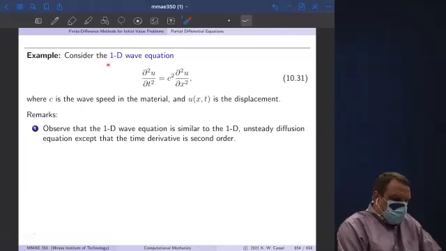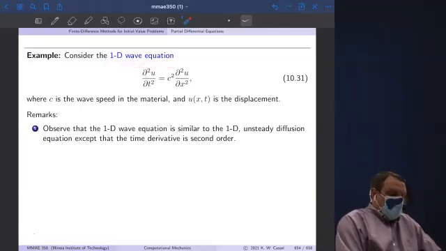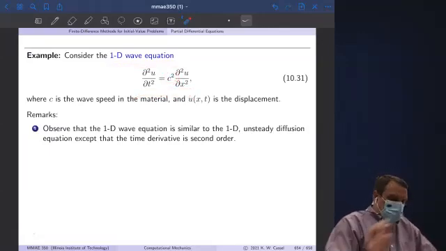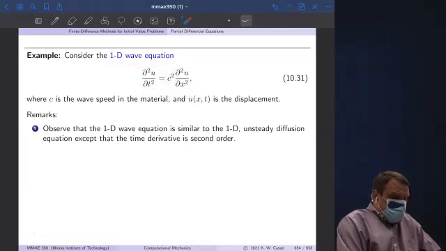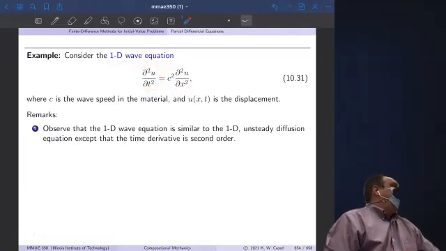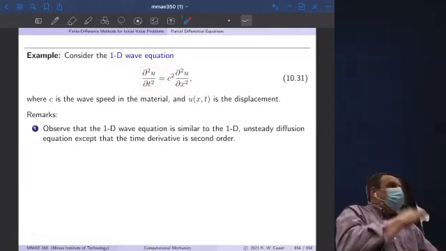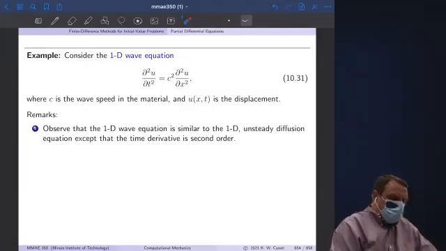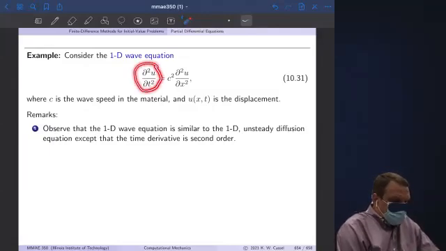Here's another situation, the 1D wave equation, where this actually looks quite similar. I have c squared instead of alpha. C is the speed of a wave in the material. But the main difference is, on the left-hand side, notice that it's a second-order derivative in time rather than a first-order derivative in time. This completely changes the character of the equation. So it's no longer a diffusion equation at all. In fact, there is no diffusion in this equation. It's a very different type of animal, even though the only fundamental difference is a second derivative instead of a first derivative.